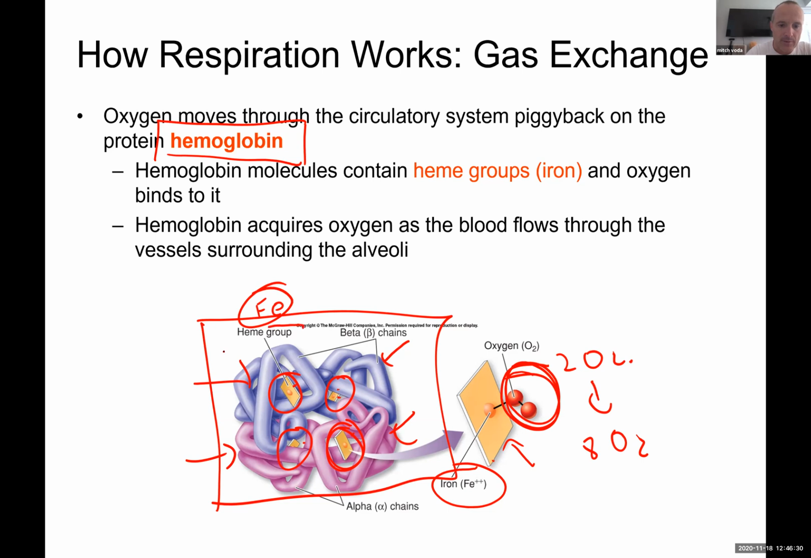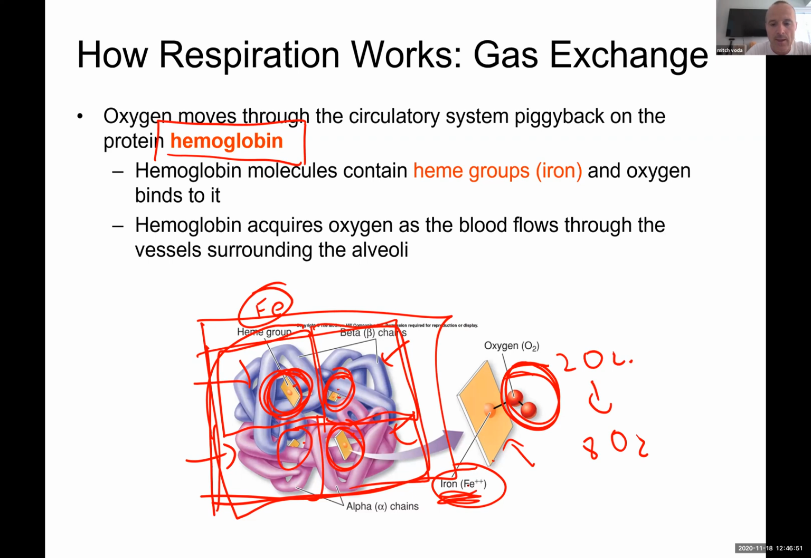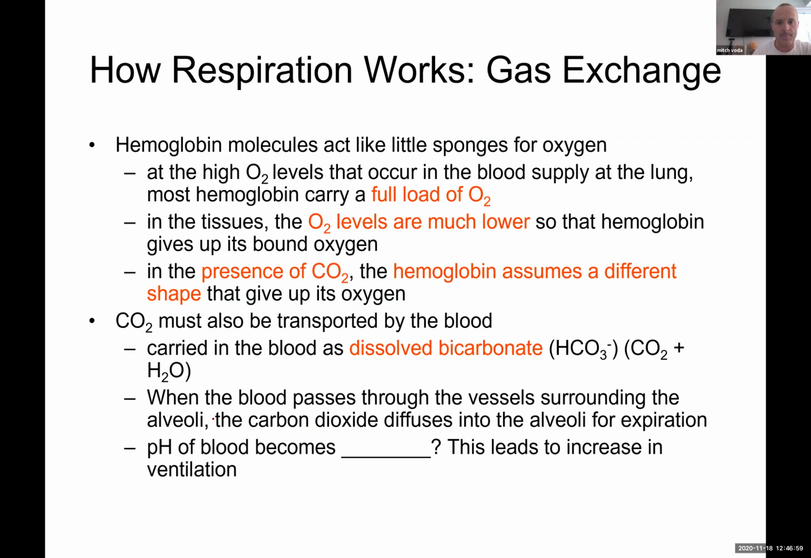So remember, this whole structure right here is called hemoglobin. Hemoglobin is made up of 4 subunits. These are proteins, basically. In each of these subunits, you have these heme groups, which contain iron, and oxygen binds to the iron, not to the actual protein itself. It binds to the heme group, or the iron there.